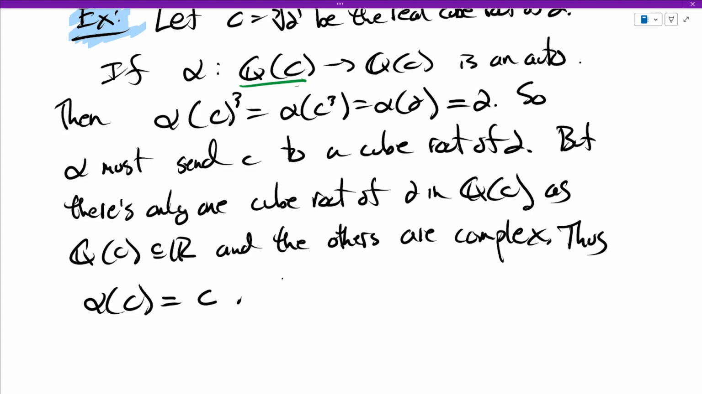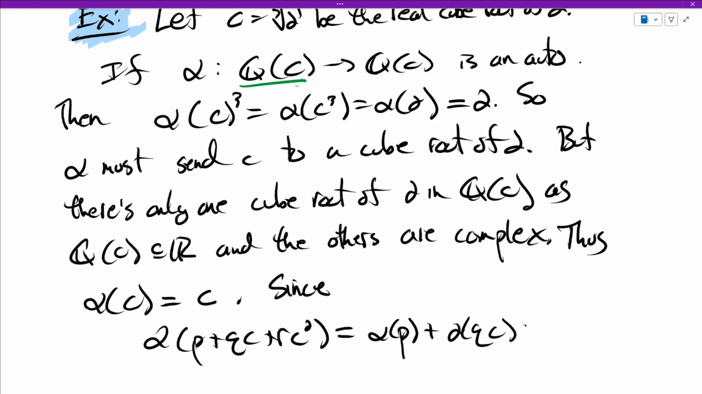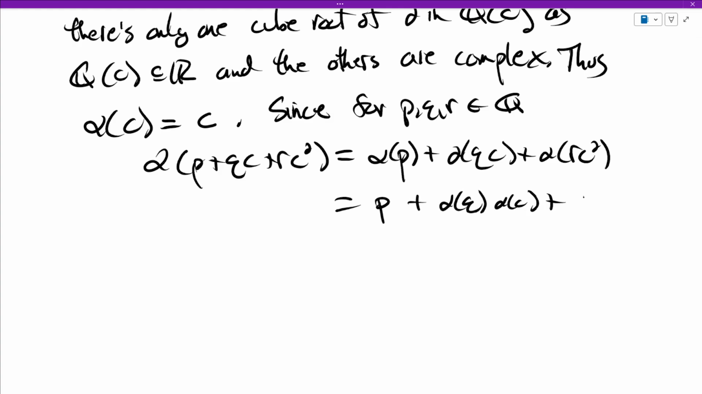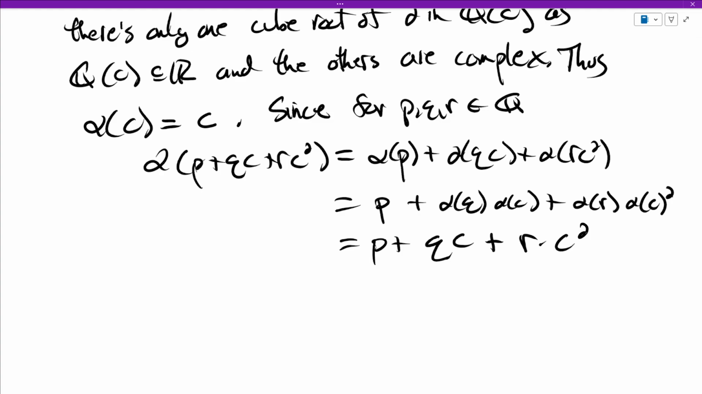All right. Well, since alpha of P plus QC plus RC squared is what? We have to break up under addition, and then we know that for P, Q, and R in Q, alpha of P should be P because it fixes Q, and then this one should break up under multiplication and also exponents, because whole exponents are repeated multiplication. So that's P plus QC plus RC squared. We just decided that alpha fixes C, so it must also fix C squared. So the only automorphism appears to be the identity.